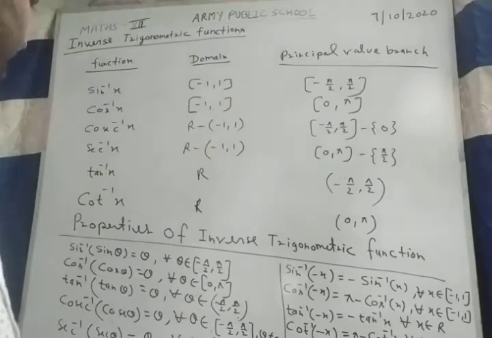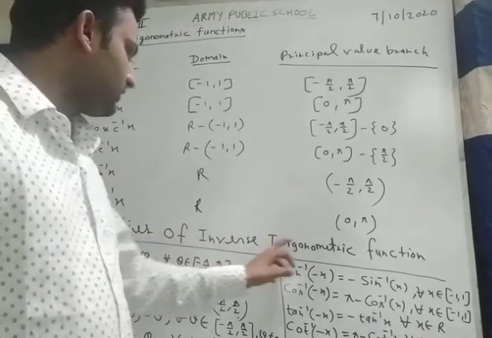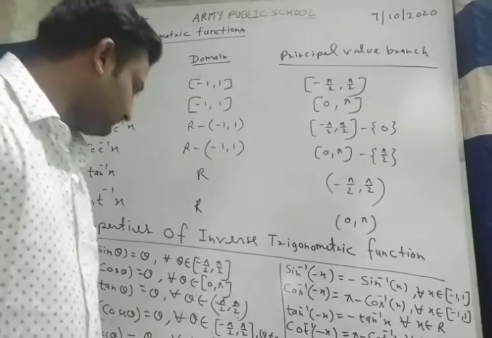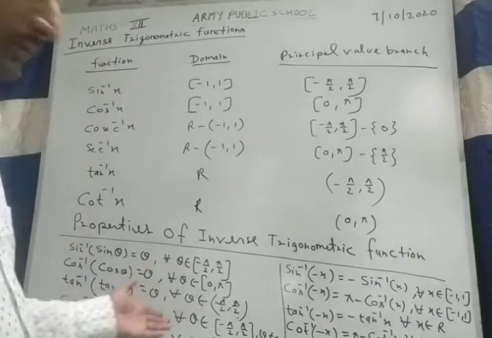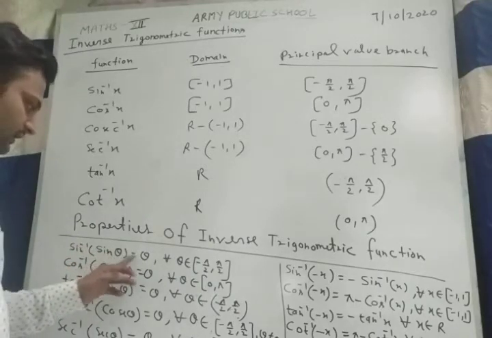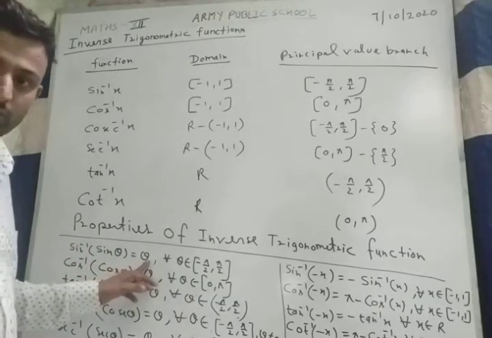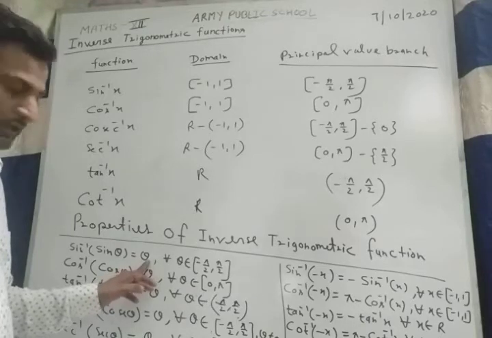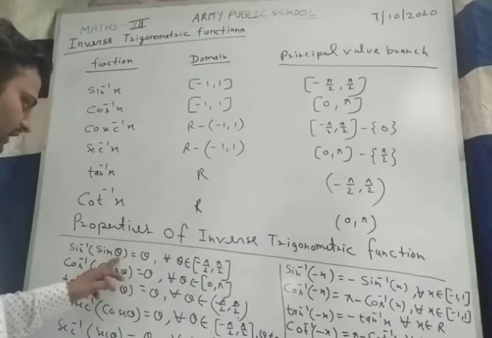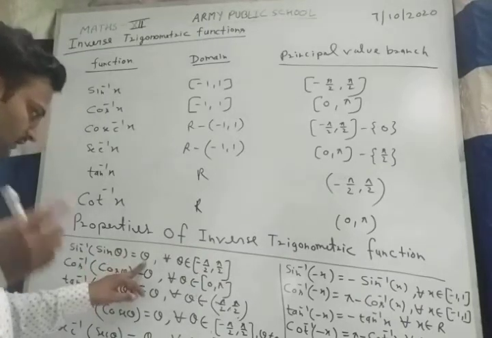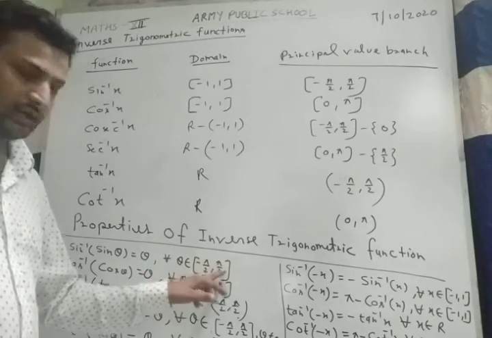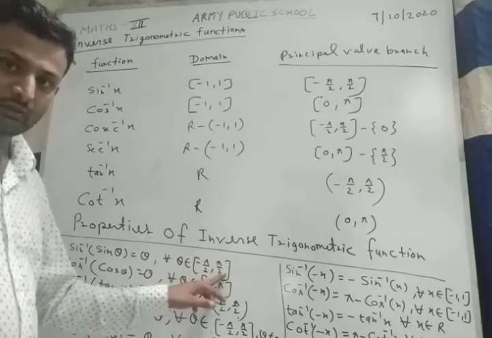Now we will see the properties of inverse trigonometric functions, which are very important for solving problems. Sin inverse sin theta is equal to theta for all theta belonging to minus pi by 2 to pi by 2. It reduces to theta only when theta lies between minus pi by 2 and pi by 2. We will see this in the questions when we solve them.